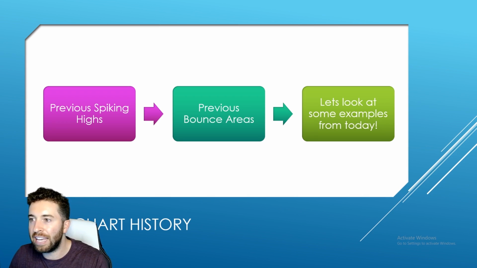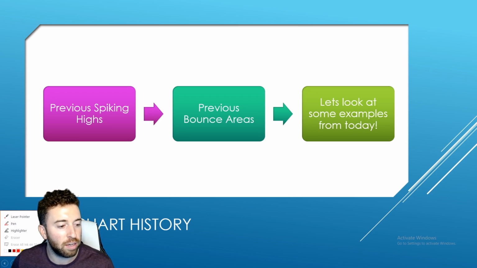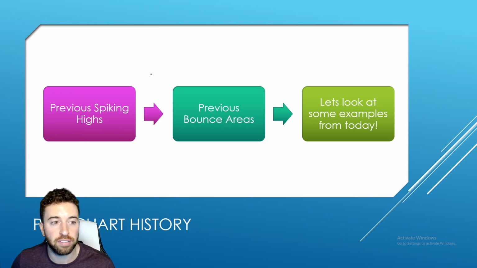Where should I get in at? Where should I be able to trade this play? So again, we're going to look at some examples from today as well, but previous past chart history pattern really comes down, and a lot of times it comes down to spiking. How high is a stock going to go up to?